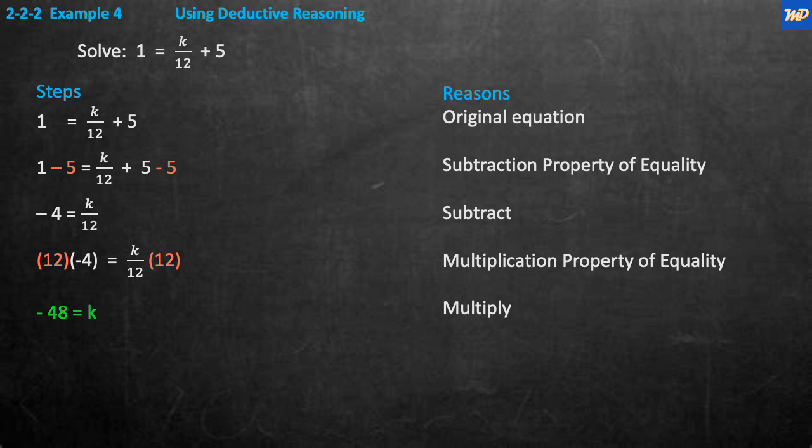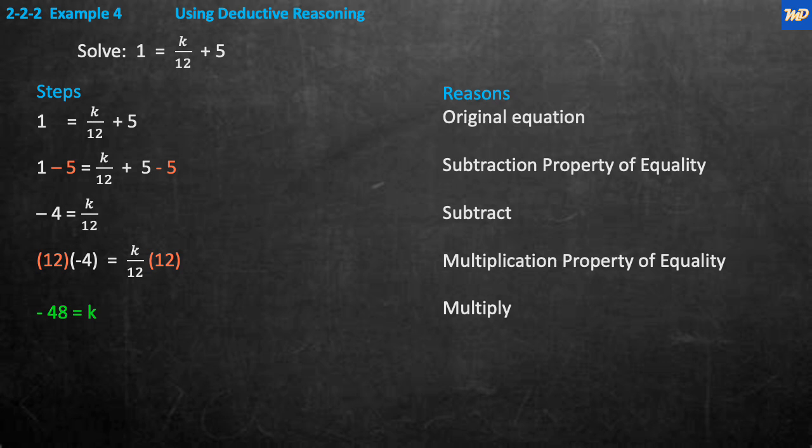Okay, so step 1, we're going to write the original equation. And here we have 1 equals k divided by 12 plus 5. And what we're going to say, why did we do that? Well, we wanted to write the original equation to have a starting point on our paper. Right? What if the problem was in the book?